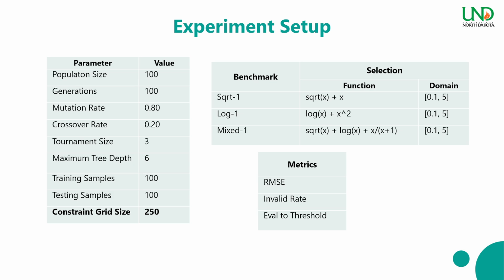Instead of checking the feasibility of a single input, we approximate how the candidate behaves across the entire domain. When a new expression is generated, we evaluate it on those 250 points. If it produces an invalid value anywhere, like a negative input to the log, we reject it immediately. On the right here are the benchmark functions I used for this experiment.